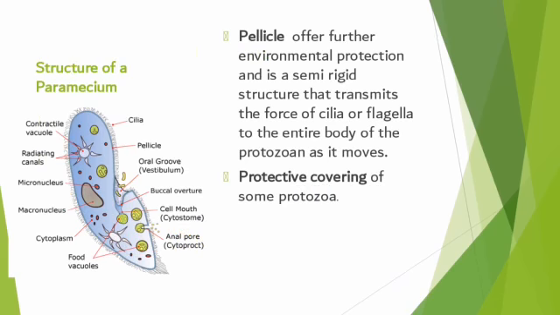Then let's move towards the structure of paramecium. We are also familiar with this, but let's look at a major portion of this structure, that is the pellicle. Pellicle offers further environmental protection and is a semi-rigid structure that transmits the force of cilia or flagella to the entire body of the protozoan as it moves. This is a protective covering of some protozoa.